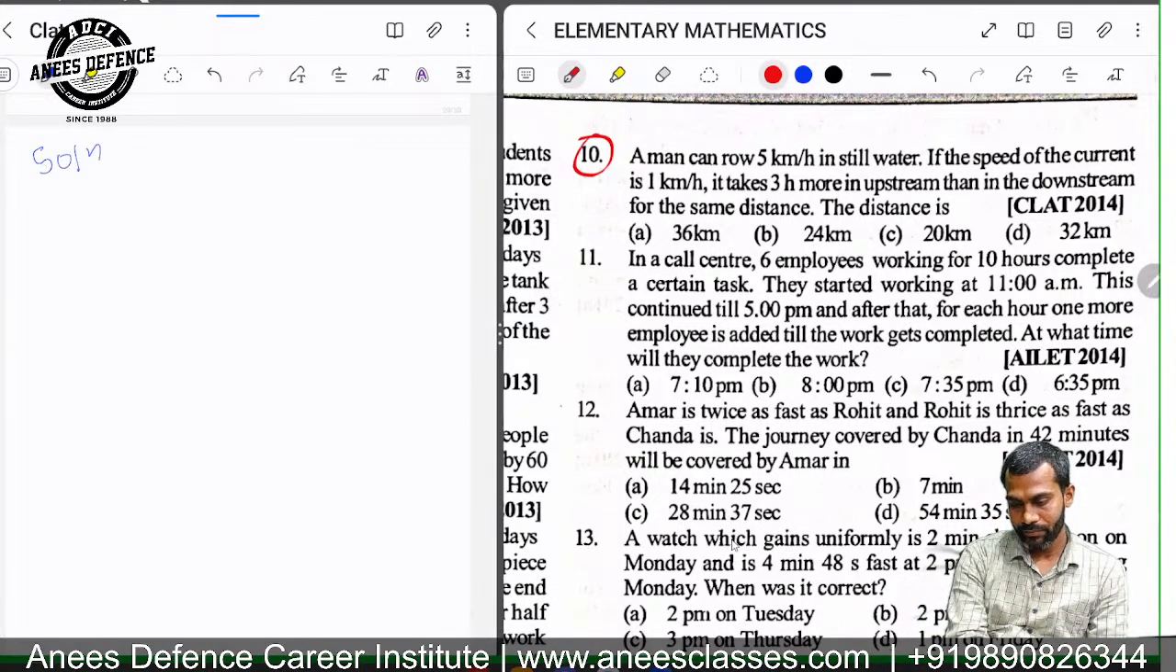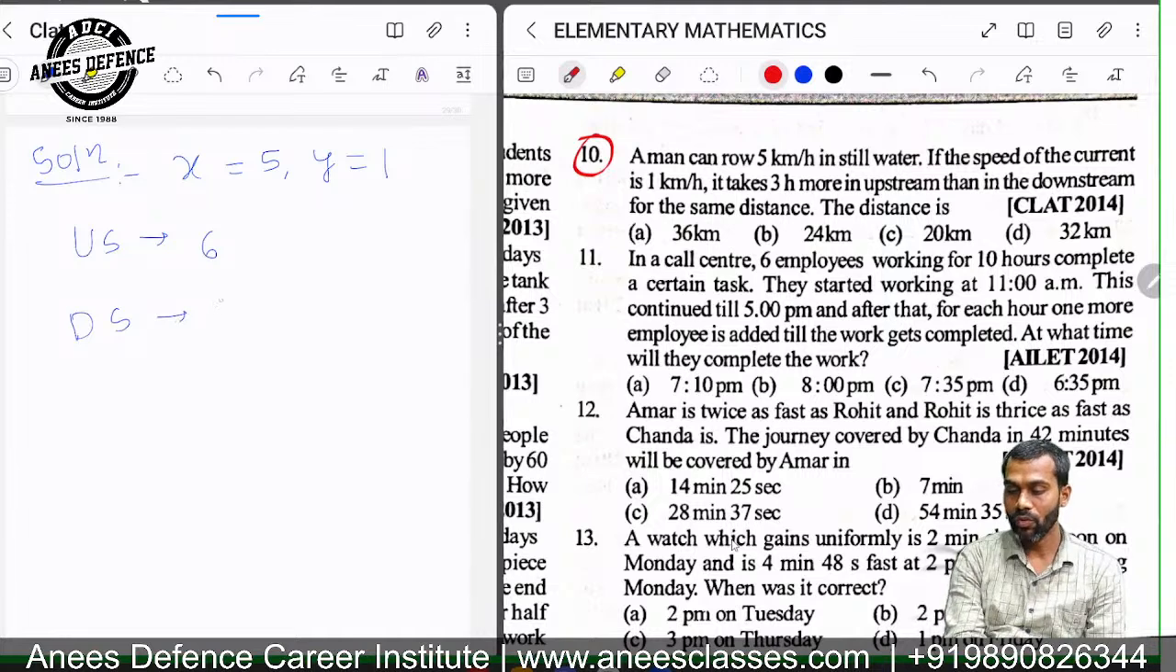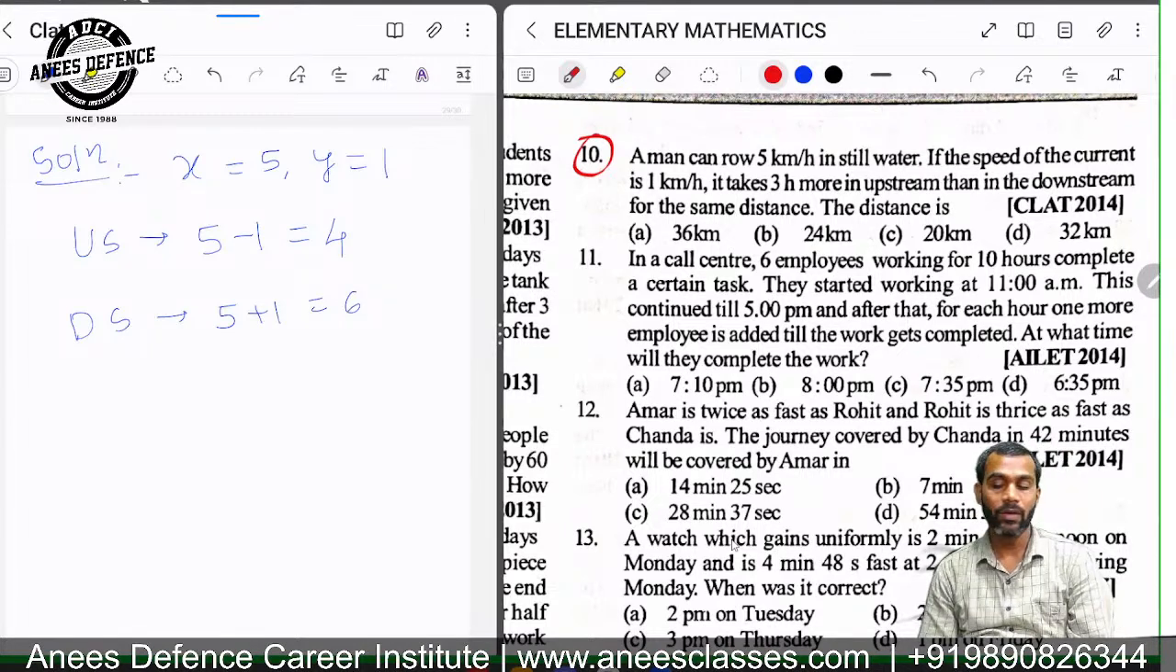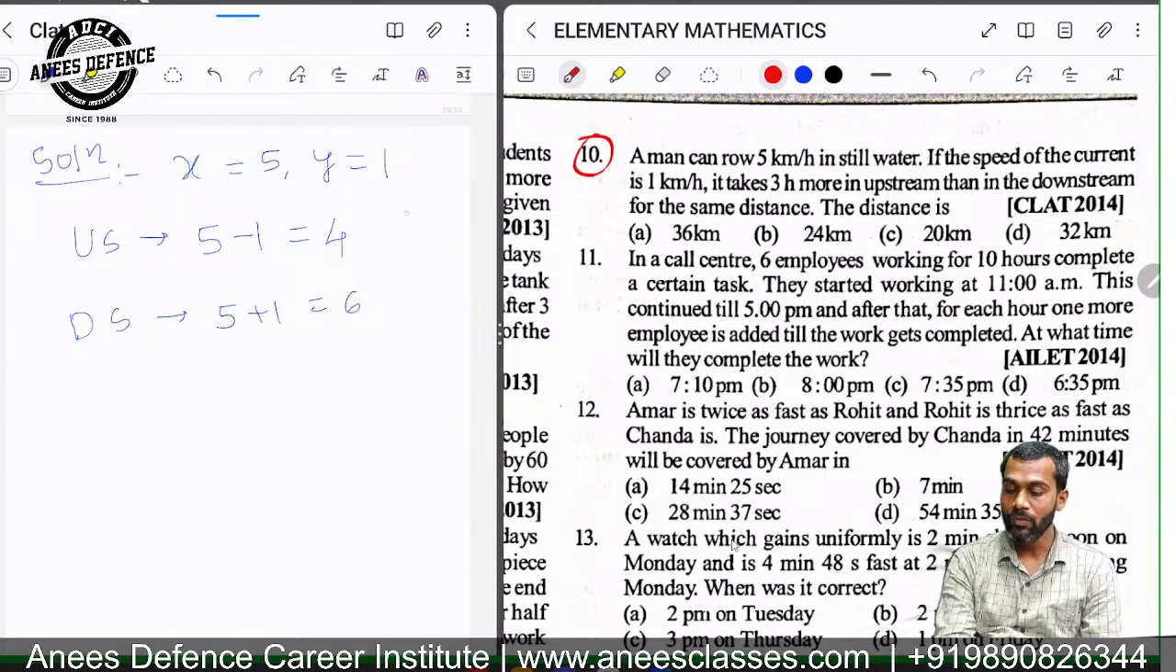Question number 10. What is x? 5. What is y? 1. What is upstream speed? Tell me. 6? No. Upstream is not 6. It is 4, 5 minus 1, x minus y. That is 4. Downstream means 5 plus 1, 6 kilometers per hour. Yes or no? Now let us assume the distance is d.